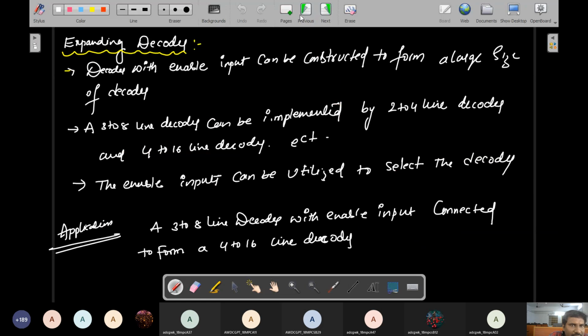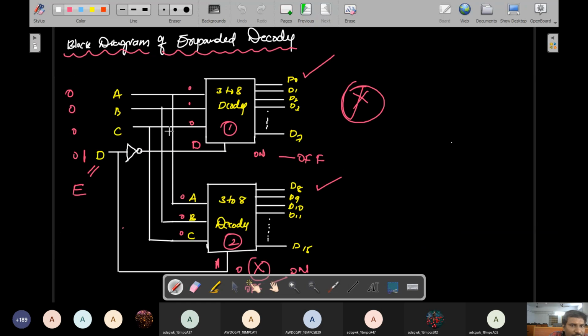After that, I will start the expanding decoder. In the expanding decoder I explained all these things. So today's class I start with the BCD to 7 segment display decoder. Okay, next page.